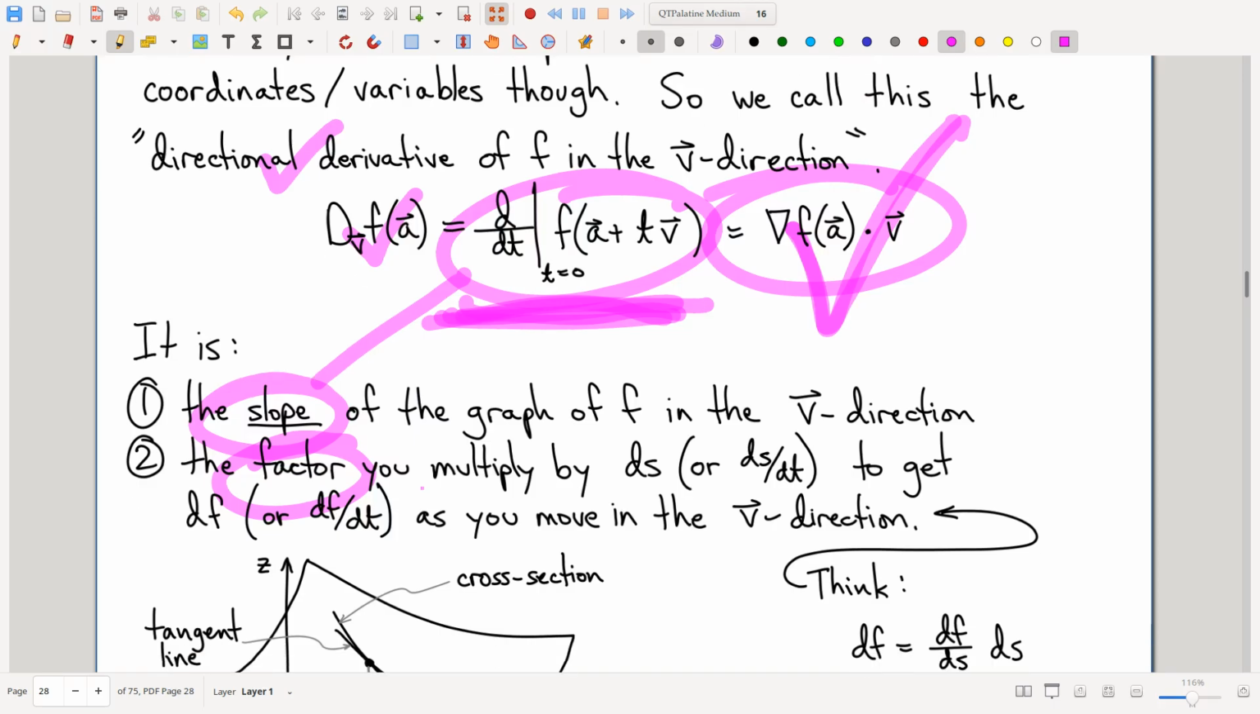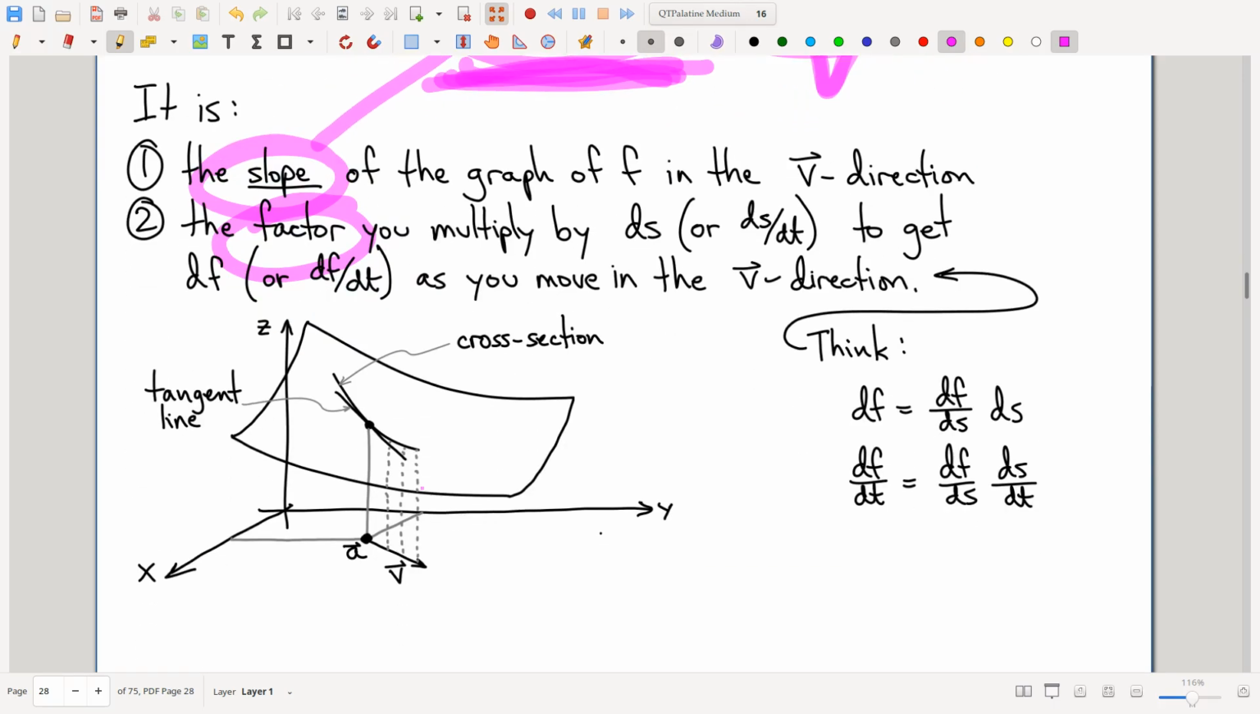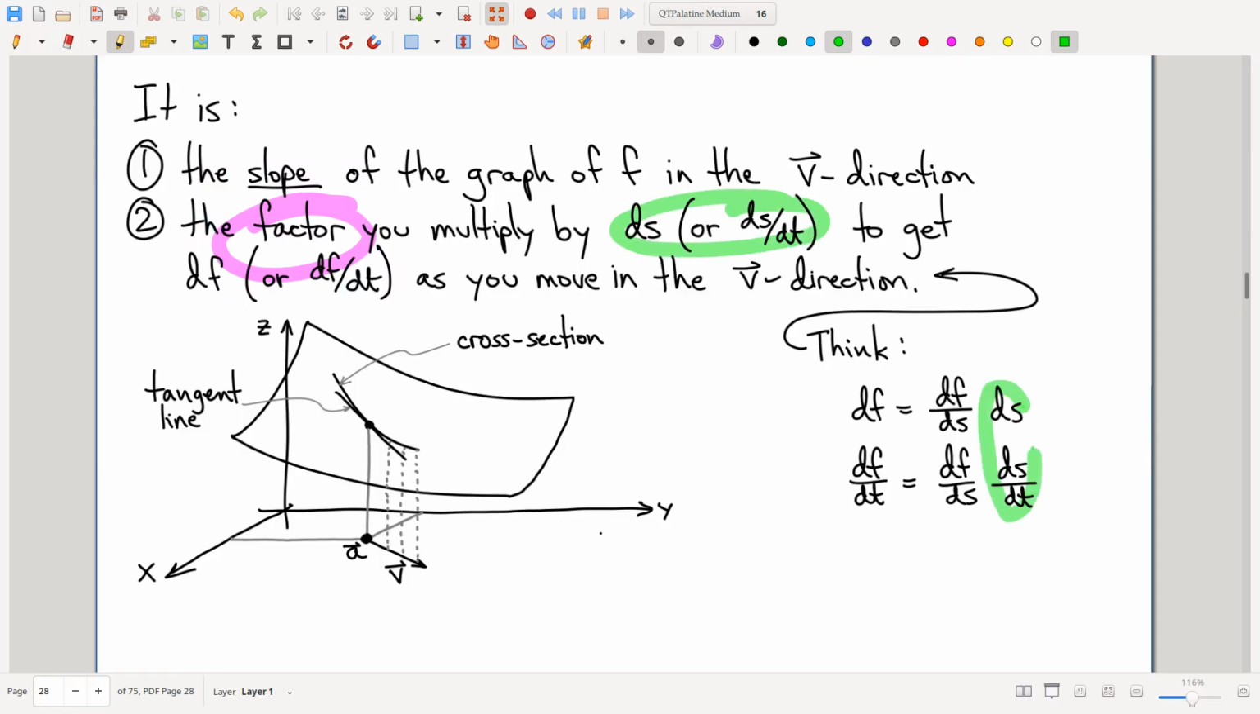And one last little notation, then we'll call it a day. Thinking about this interpretation right here, that it's the factor. In particular, it's what you multiply by input changes, discrete changes or rates of change, whatever, right? To get output changes. Well, again, could be discrete, could be instantaneous. And what do you think would be a really good notation for this? What do I multiply by ds to get df? Or what do I multiply by ds/dt to get df/dt?